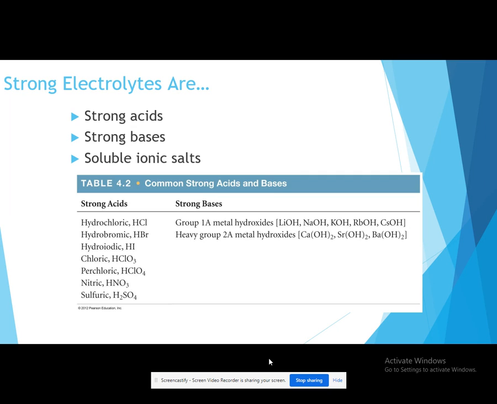So what is a strong acid and what is a strong base? There are actually only 7 strong acids, and they are listed in the table below: hydrochloric, hydrobromic, hydroiodic, chloric, perchloric, nitric, and sulfuric acid. If you see any of these, it's automatically a strong electrolyte. Strong bases are anything in group 1 metals that combine with a hydroxide, so they are listed as follows, or any heavy group 2A metals. Heavy means they have some mass to them, so they're farther down in their group. Things like calcium, strontium, and barium.